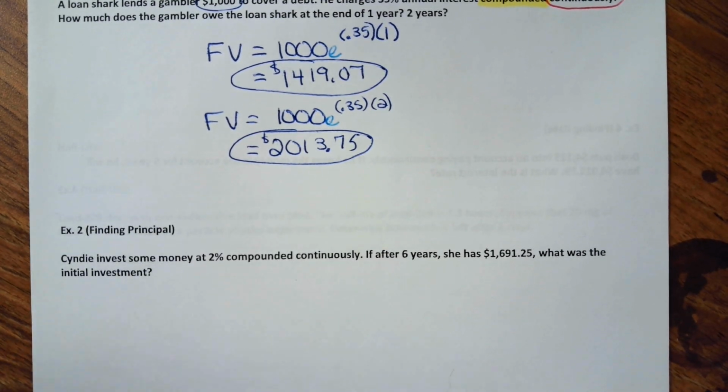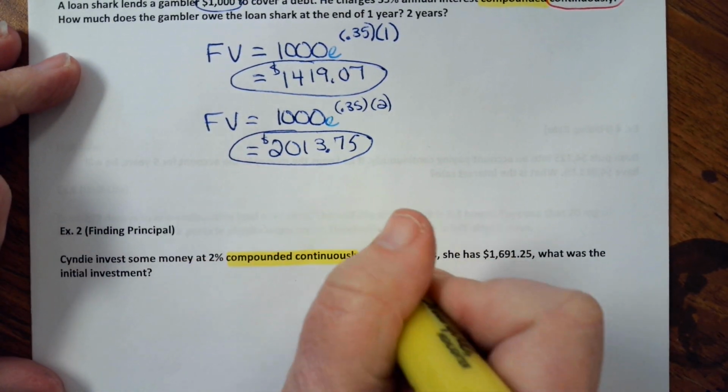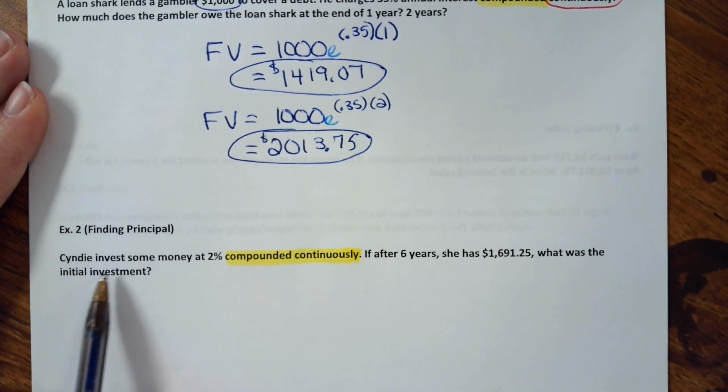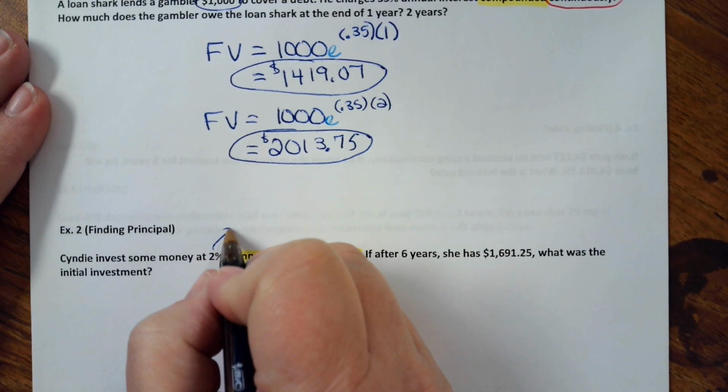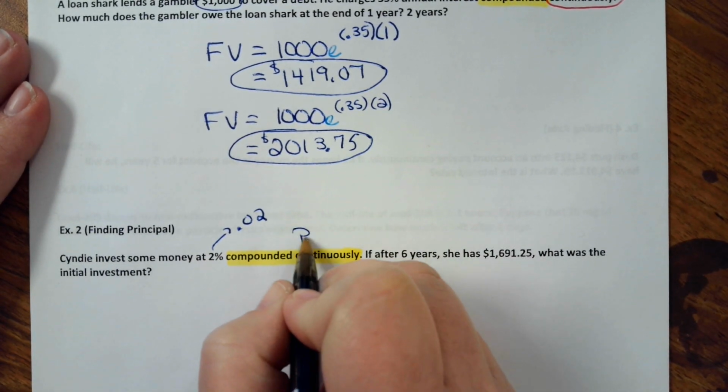All right, so again, you look to see if it says compounded. That lets you know it's not a growth or decay problem. And then you look to see if it's just regular compounded. It will say compounded quarterly or compounded monthly or something like that. That's just the regular compounding. But if it says continuously, you got to use the PERT formula. So right here, here's our key words. Compounded continuously. All right, Cindy invests the money at 2%. So that's our rate, 0.02, compounded continuously. That lets us know it's the PERT formula.